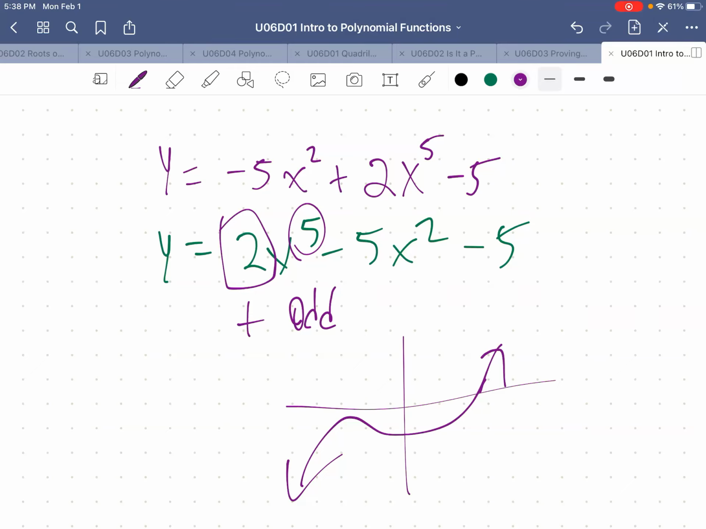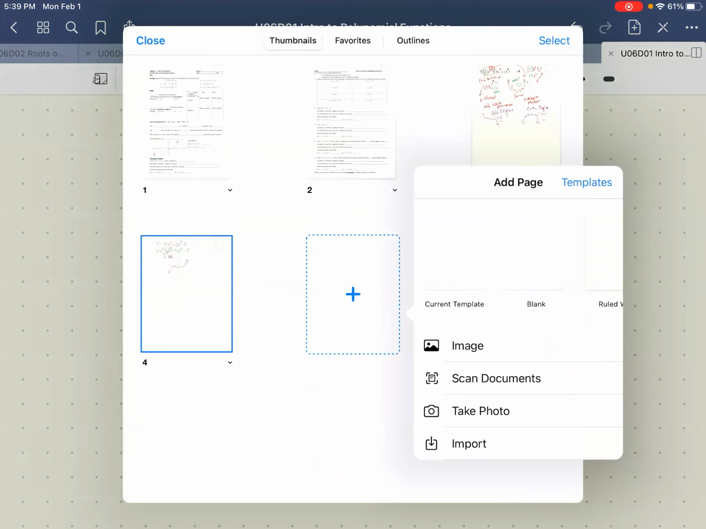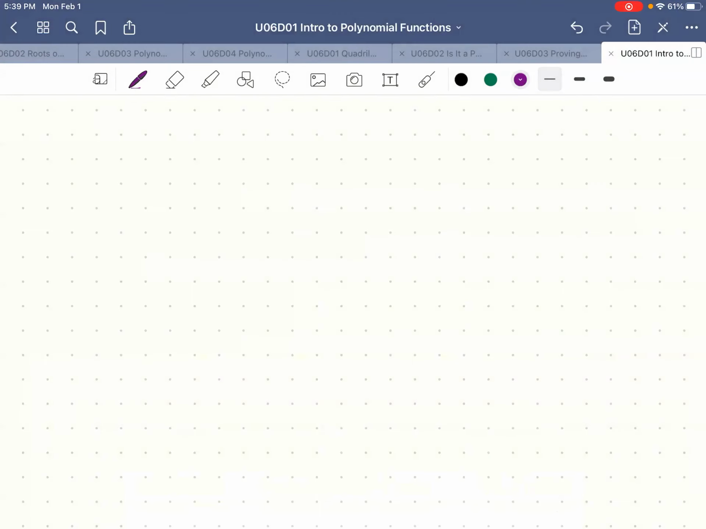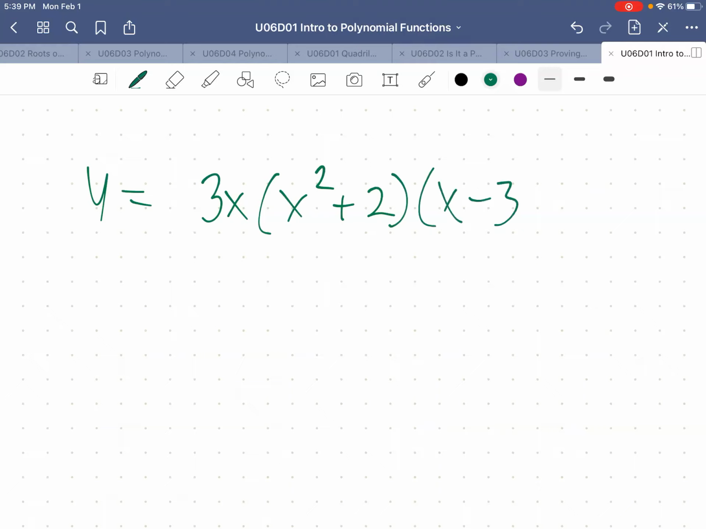The other thing that's important to know is that if a polynomial isn't currently multiplied out, that doesn't mean that you can't determine the end behavior. Here's another example. Let's say we had y equals 3x times (x squared plus 2) times (x minus 3). Now, we could multiply this out, and that might take time.